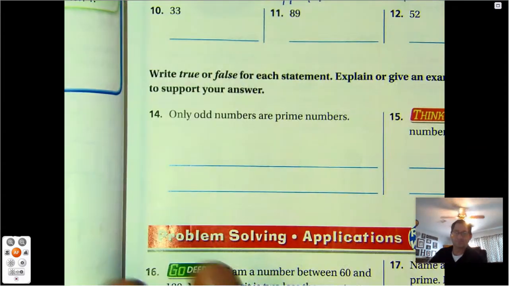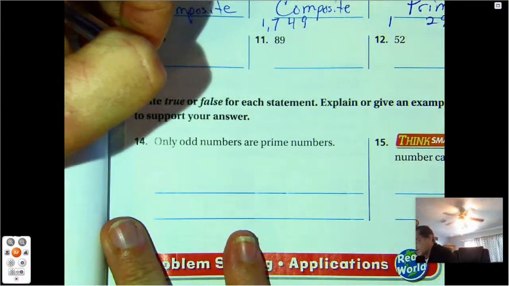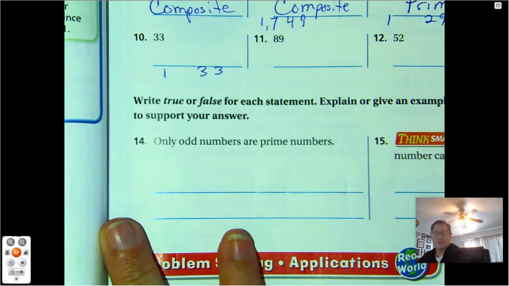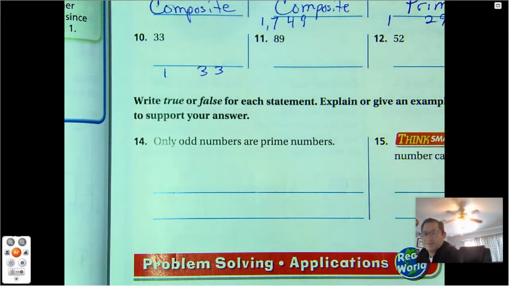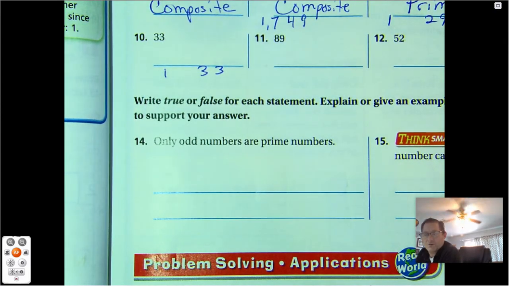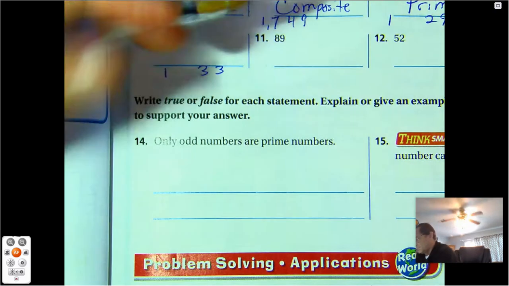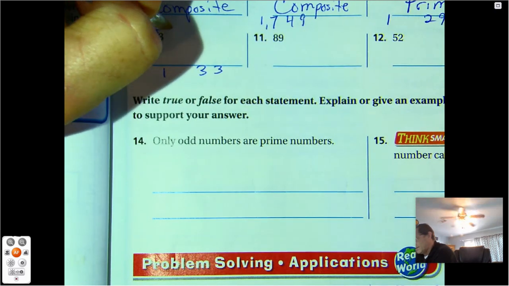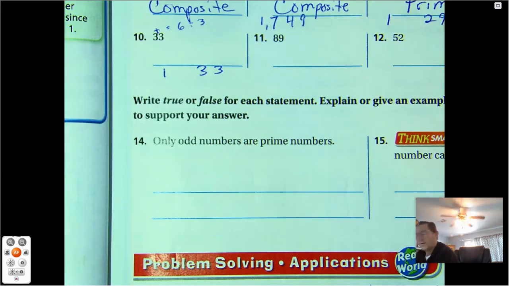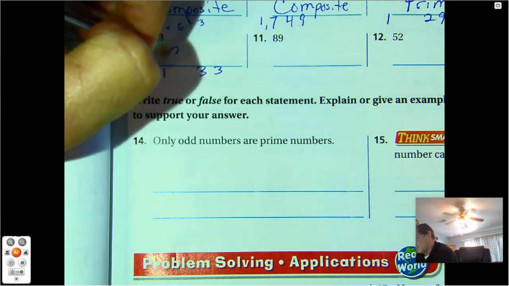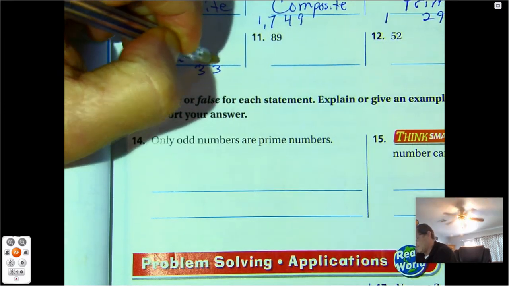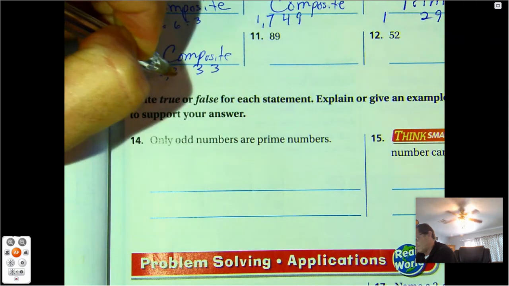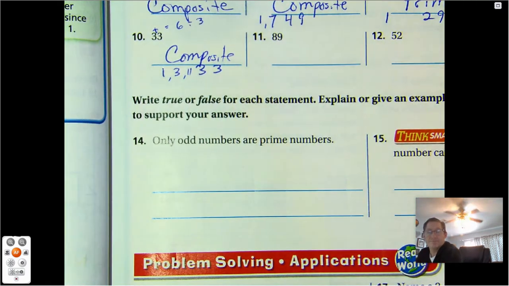33. Well, I know 1 and 33 work. 2 doesn't because 33 is not even. Does 3 work? What's 3 plus 3? 3 plus 3 equals 6. Is 6 divisible by 3? Of course it is. So this is composite. In fact, it's 3 and 11. Right? 3 times 11 is 33.